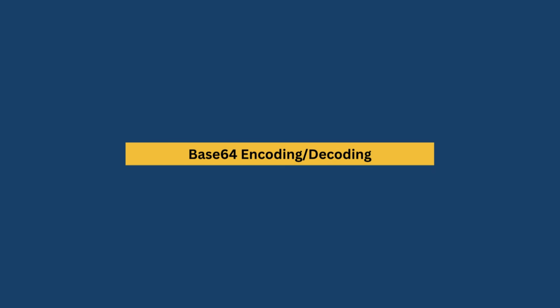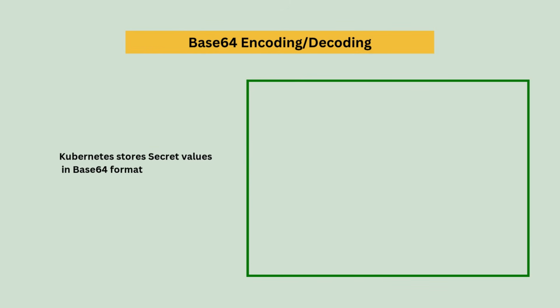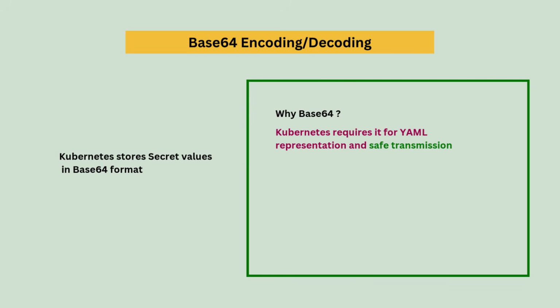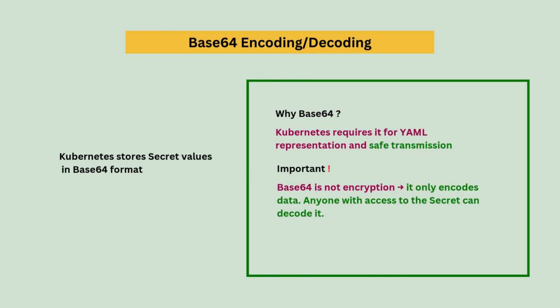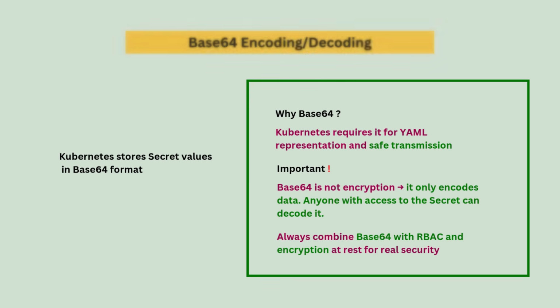Moving on with our next topic, base64 encoding and decoding. So Kubernetes stores secret values in base64 format. So why base64? Because Kubernetes requires it for YAML representation and safe transmission. Okay, so base64 is not encryption. It only encodes data. Anyone with access to the secret can decode it. Always combine base64 with RBAC and encryption at rest for real security.